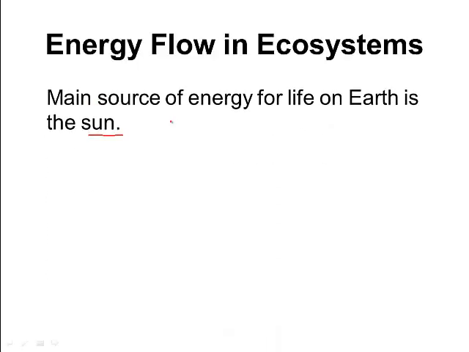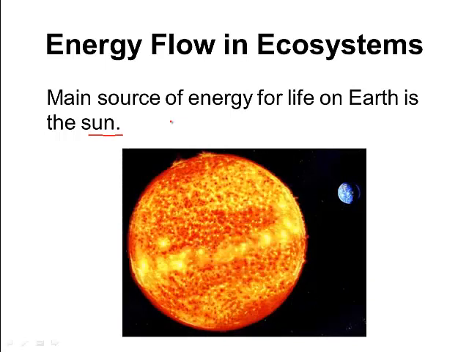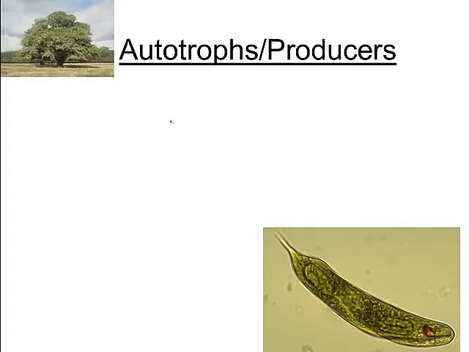All right, the main source of energy for all living things on Earth is the sun. So we know that we need the sun in order for our plants to be able to do photosynthesis and create food. That's also true for algae. And without that energy source coming from the sun, there would be no food available anywhere on Earth. So anytime that we talk about energy flow in ecosystems, it always starts with the sun.